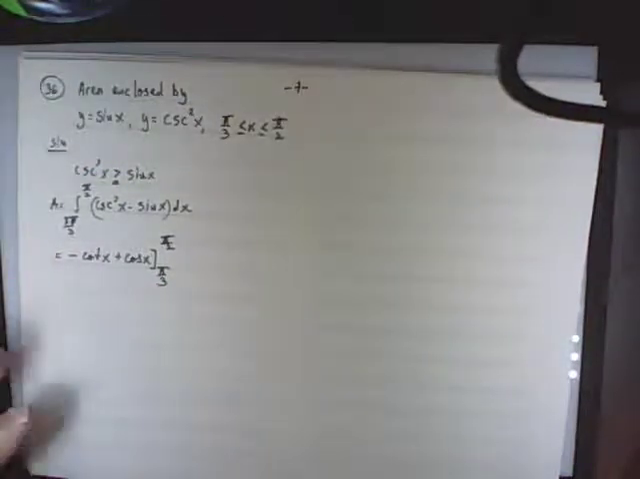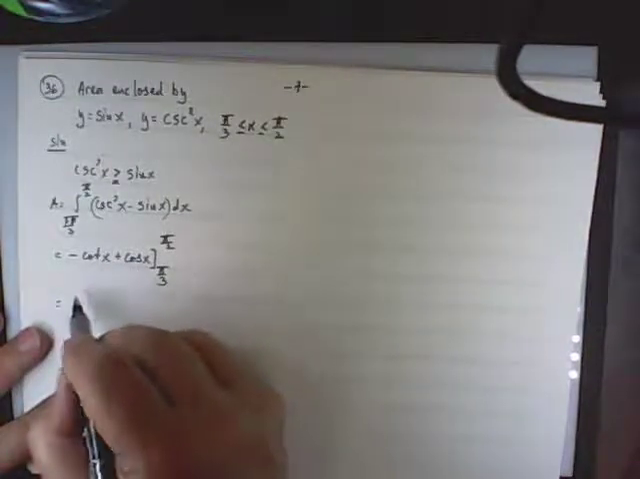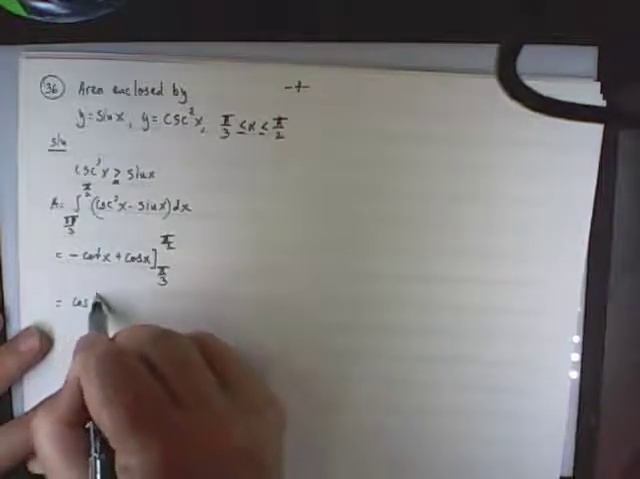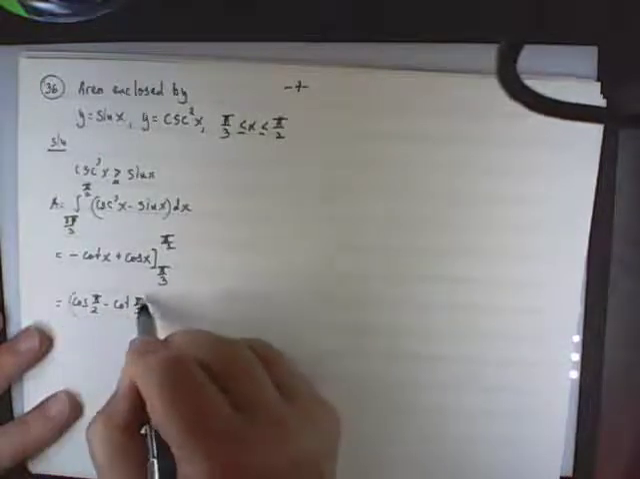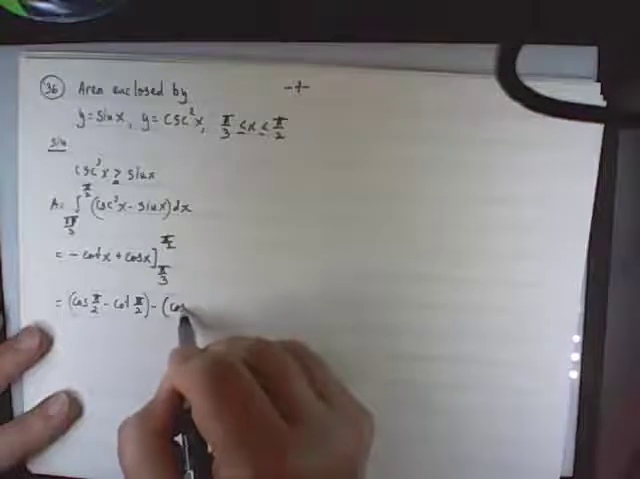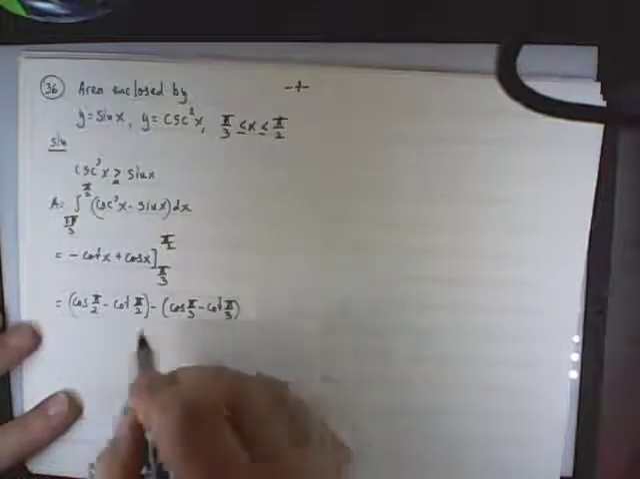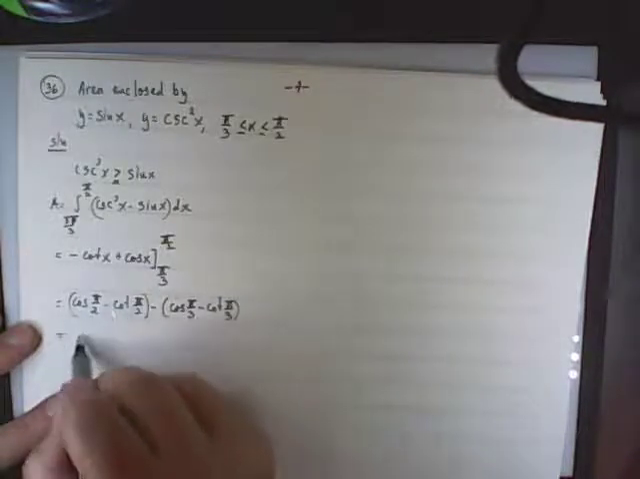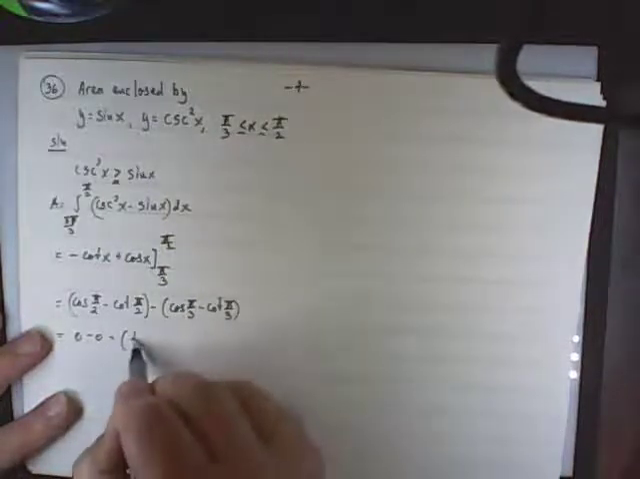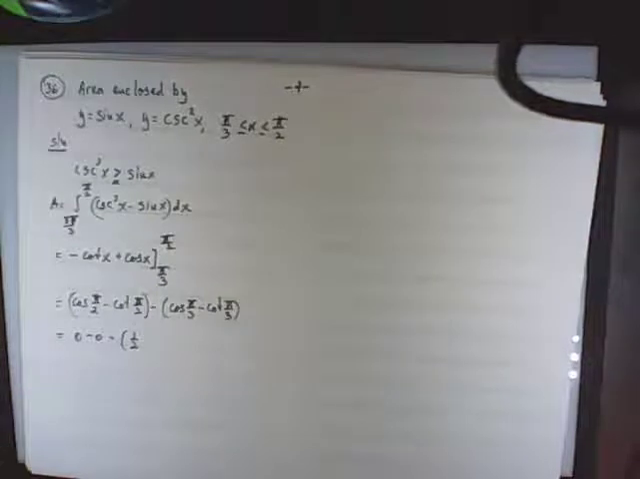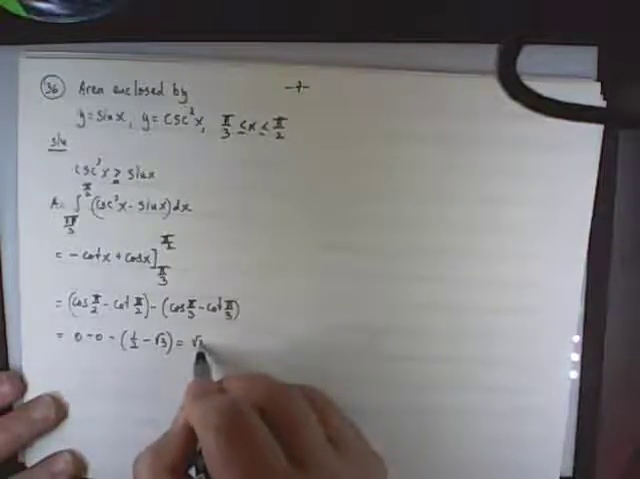Now, let's do cosine of pi over 2 minus cotangent of pi over 2, both of them are 0, minus cosine of pi over 3 minus cotangent of pi over 3. So this is all 0, the two terms. So we have 0 minus 0 minus cosine of pi over 3, which is 1/2, and cotangent of pi over 3 is the same as tangent of pi over 6, which is square root of 3. So we end up having square root of 3 minus 1/2.